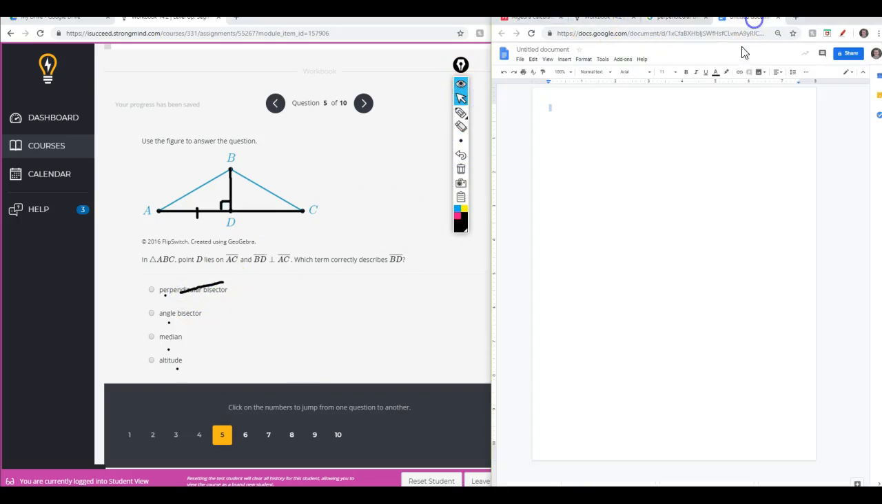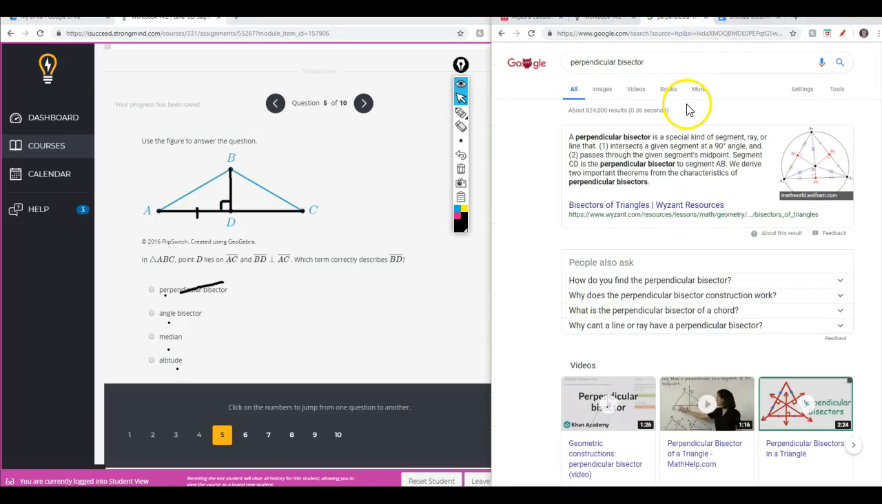Angle bisector, there was that definition. It was to cut an angle in half. And if you notice, this line BD cuts this angle ABC. However, no information is given about these two angles being congruent or not congruent. So we don't have any information on it being an angle bisector.